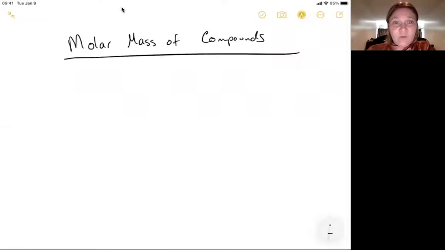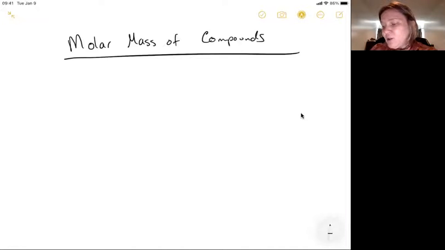Okay, the last thing that I wanted to mention when it comes to conversions is the molar mass of compounds. So far I've only talked about molar mass of elements, and you've only had to use the molar mass of elements in the conversion problems where you can go straight to the periodic table.